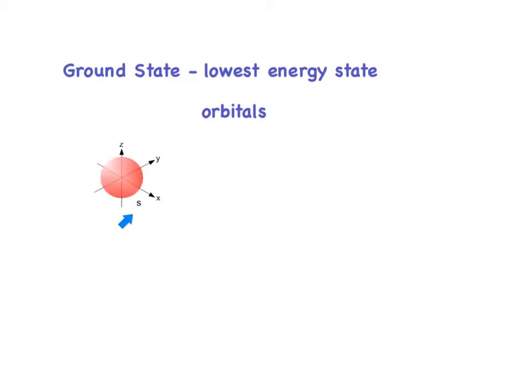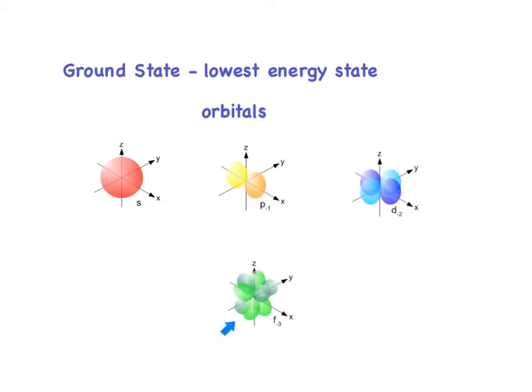S orbitals are spherical. P orbitals have 2 lobes. They're more like a dumbbell shape. D orbitals, for the most part, have 4 lobes and take the shape somewhat like a 4-leaf clover. And the F orbital starts to get even more complex in shape. And any orbital will hold 2 electrons, and they must have opposite spin.